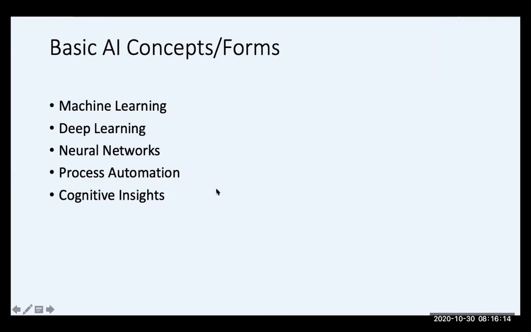All right. So let us move into little details of AI. So basic AI concepts and forms. When we talk about AI, there are many terms people use interchangeably: machine learning, deep learning, neural nets, and process automation. Cognitive insight is another concept or form, I can say. But more and more, people just use these three terms, machine learning, deep learning, neural nets, and sometimes they just use them interchangeably. But there is a subtle difference, which we will talk about in my next slides.